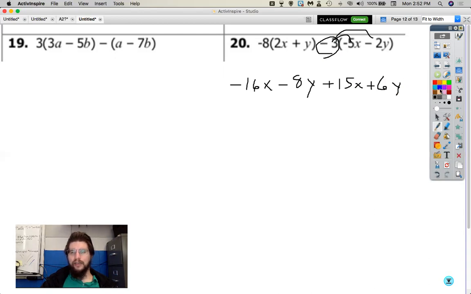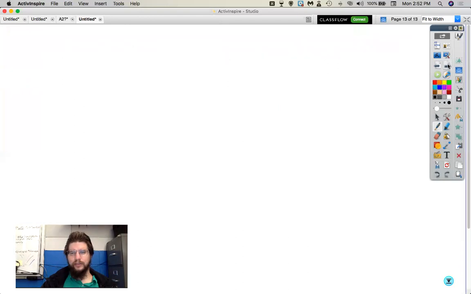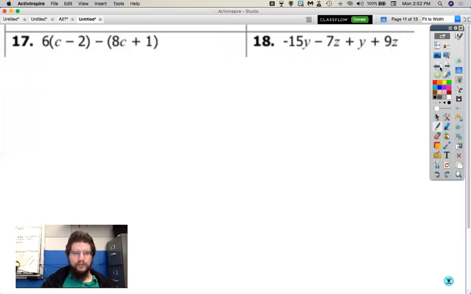Now, let's decide what our like terms are. I got some x's here and here. I got some y's here and here. If I put that together, that's negative 1x or just negative x, your choice. I don't like writing ones because I don't have to. And negative 8y and 6y makes negative 2y. Done. That's all there is to simplifying expressions. So hopefully this wasn't too terrible.